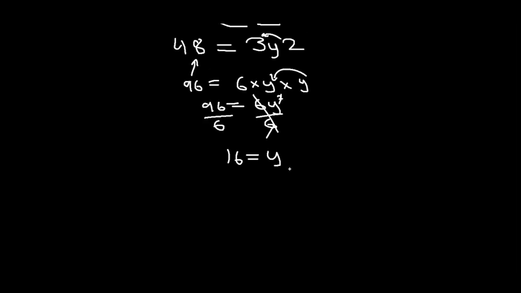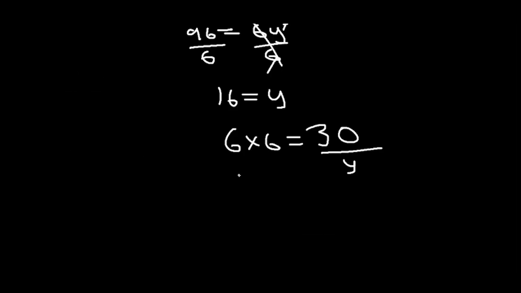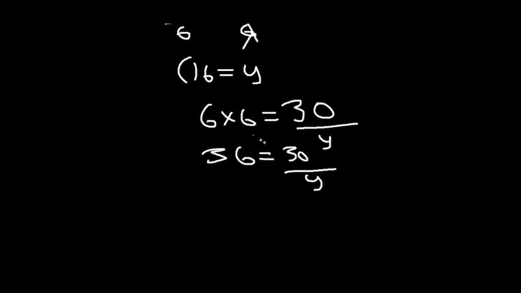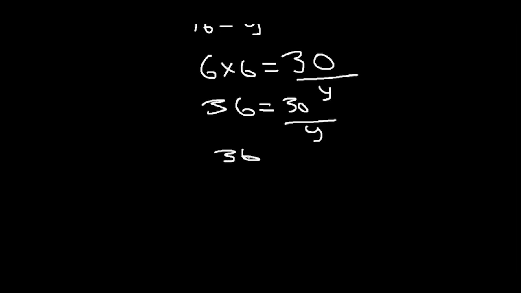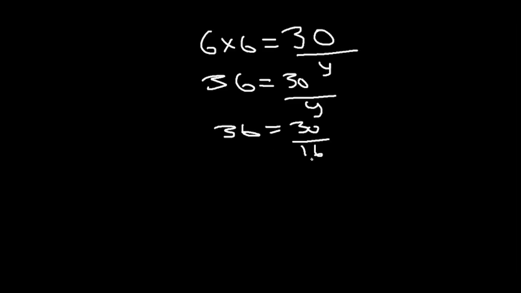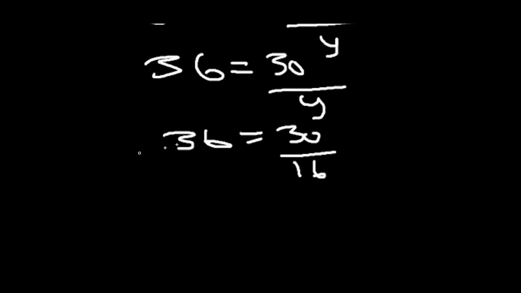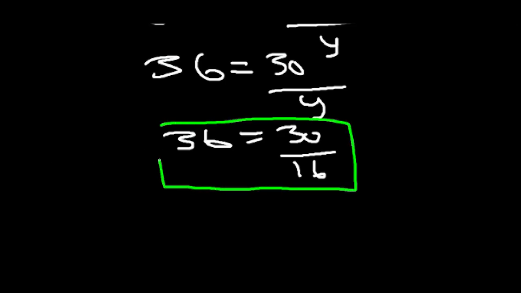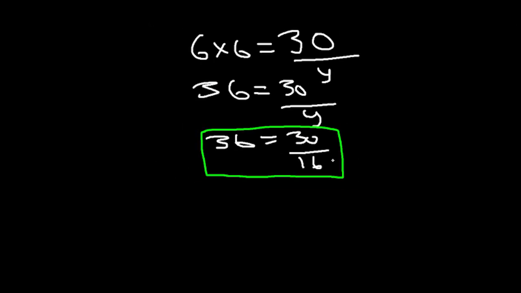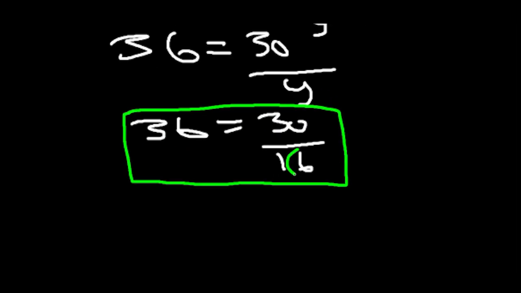Yeah, and then, where's the original equation? So 36 equals, a little messy, equals 30 over y, and then we substitute 16 in for y, so 36 equals 30 over 16. Yeah, so this should be the answer right here. And since we substituted it in, because see the 6 here and the 3.